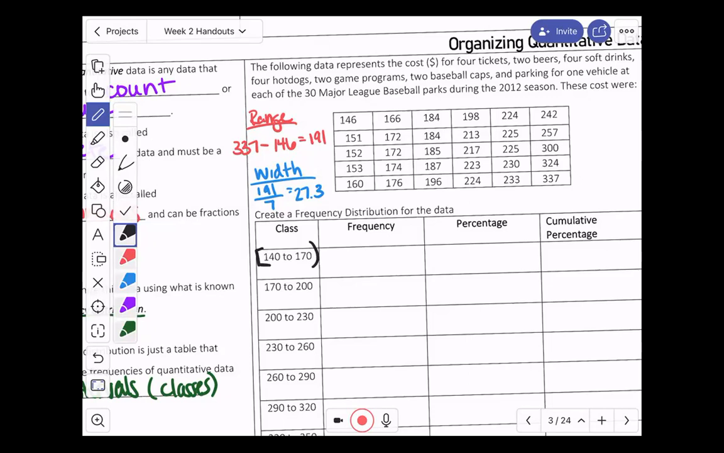I don't know if y'all know algebraically what that means, but this symbol right here, the bracket, means to include. The parenthesis means to exclude. So that's why if a number is 140, it falls in this class. If it is 170, it moves to the next class. So we're always including, excluding, including, excluding. So you always include the lower bound and exclude the upper bound. Everybody got that? That's why the lower bound keeps repeating throughout.